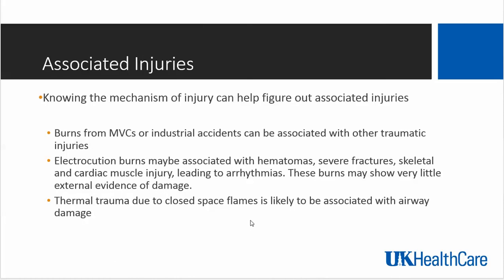What are some associated injuries with burns? Knowing the mechanism of injury can help figure out these associated injuries. Burns from MVCs or industrial accidents can be associated with other traumatic injuries. Electrocution burns may be associated with hematomas, severe fractures, skeletal and cardiac muscle injury, which can lead to arrhythmias. These burns may show very little external evidence of damage. Thermal trauma due to closed space flames is likely to be associated with airway damage.